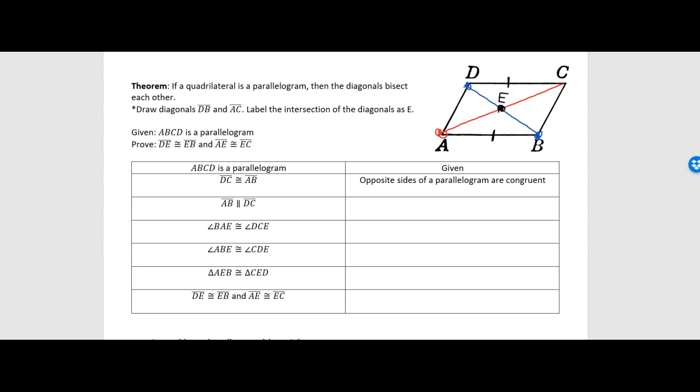Well, I wrote this reason in because it's one of our newer ones, but we just proved up above that opposite sides of a parallelogram are congruent. So if we know that the figure's a parallelogram, we can write in that opposite sides have to be congruent to one another. Our next statement is that segment AB is parallel to DC. Well, this goes back to the definition of a parallelogram. Right? Opposite sides are parallel.